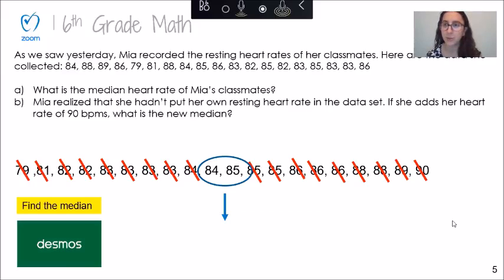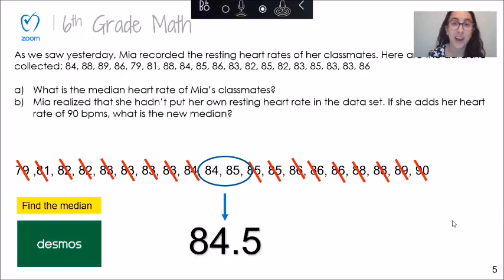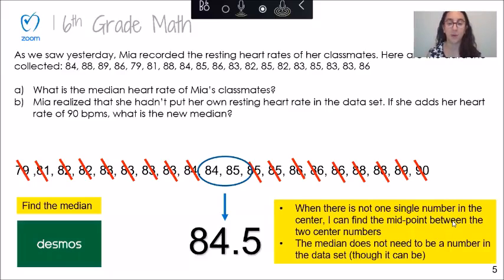So how do I determine what the midpoint of this data set is? If you were clever enough to realize that you had to find the midpoint of your two center points, then bravo to you. If we cross out left to right and we're left with two numbers in the middle, our job is to find the halfway point between those two numbers. In this case, halfway between 84 and 85 is 84.5.